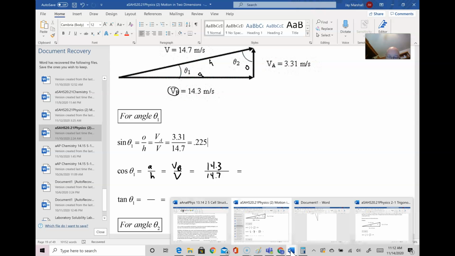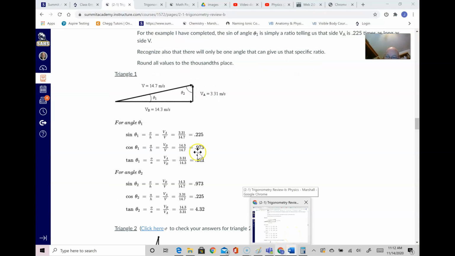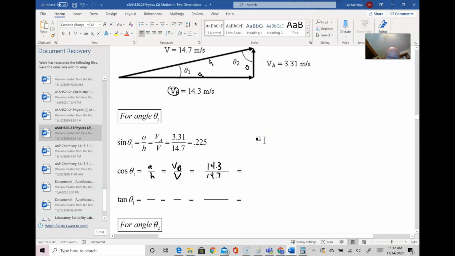And let's go to here to find out what that value is. That value is 0.973. And you can see that this is almost as long as the hypotenuse, right? This angle is so small, it's so shallow, that the adjacent side is almost as long as the hypotenuse. So that ratio is almost 1.